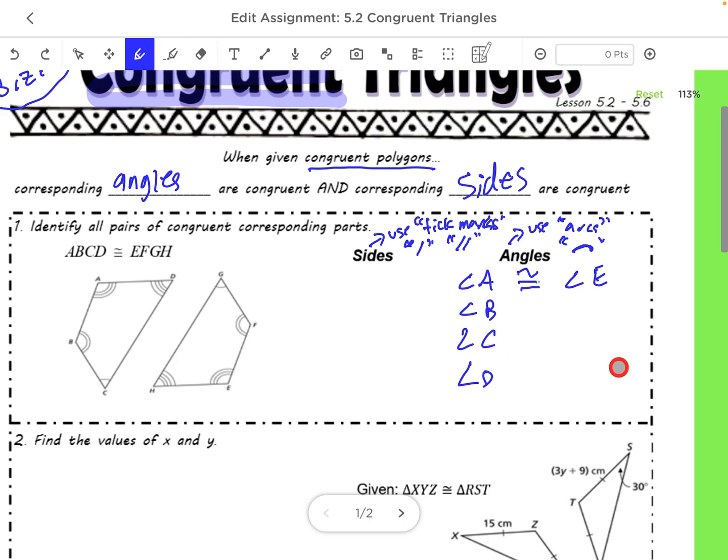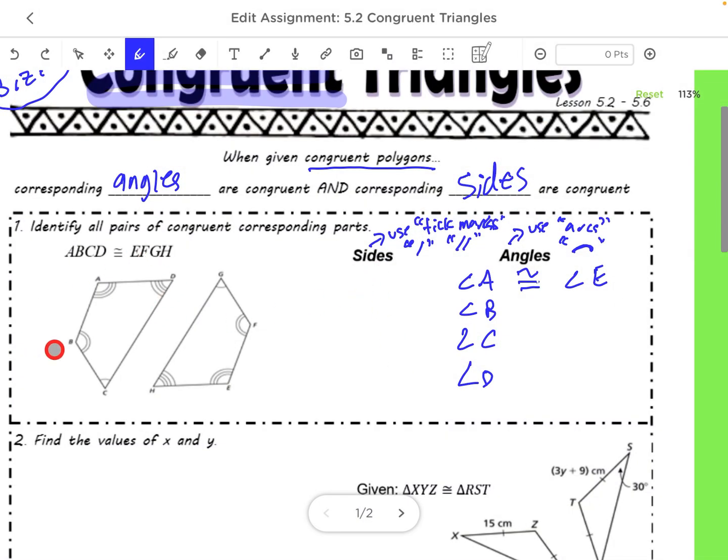All right, angle B, we see it right over here, has 2 arcs. Which one has 2? That's going to be angle F. What about angle C? You're getting the hang of this. Angle C has 1, so the other one with 1 is angle G. And then angle D has 4 arcs, so 4 arcs would be angle H.